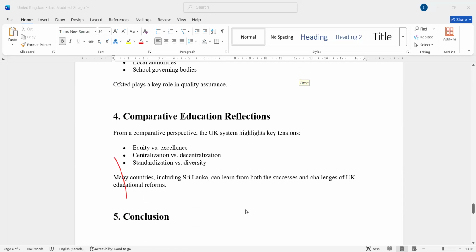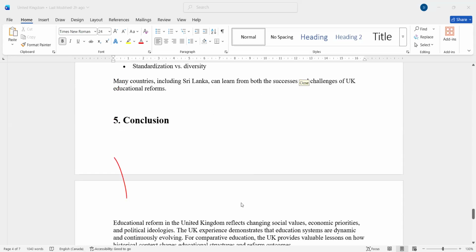So here, comparative education reflections. From a comparative perspective, the UK system highlights key tensions: equity versus excellence, centralization versus decentralization, standardization versus diversity, right? So these are comparative perspectives. Many countries, including Sri Lanka, can learn from both the successes and challenges of UK educational reforms.